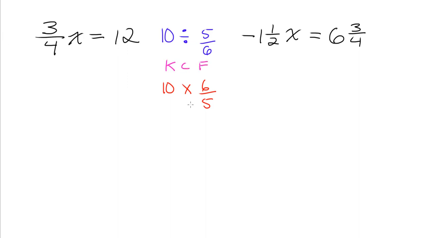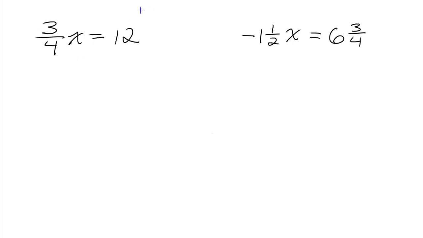And what this does is it makes it very easy to get the answer here, because 10 times 6 is 60, and 1 times 5 is 5, and 60 divided by 5 is 12. So 10 divided by 5/6 is 12. So we're going to use that concept of reciprocal to solve these multiplication equations with fractions.